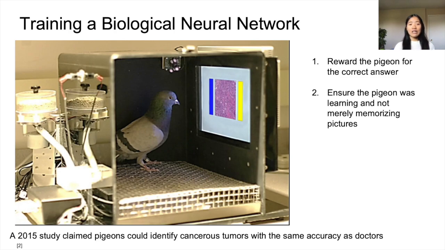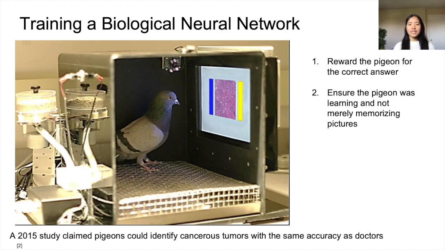And this is exactly what was done to the pigeons in this study. The pigeon didn't suddenly develop the ability to understand what cancer was and to know what they were exactly doing, but what scientists and researchers did was they were able to train these pigeons to recognize specific patterns and kind of learn what would give them rewards.